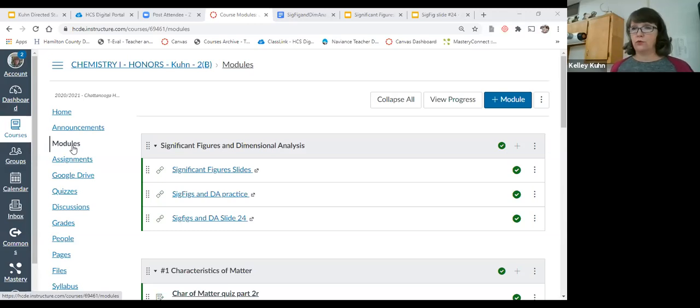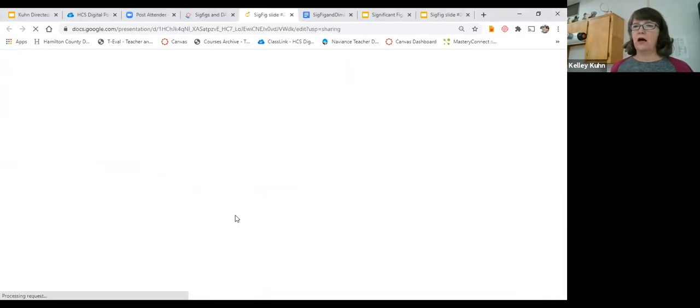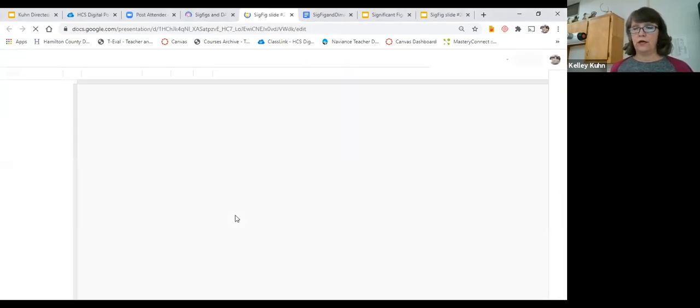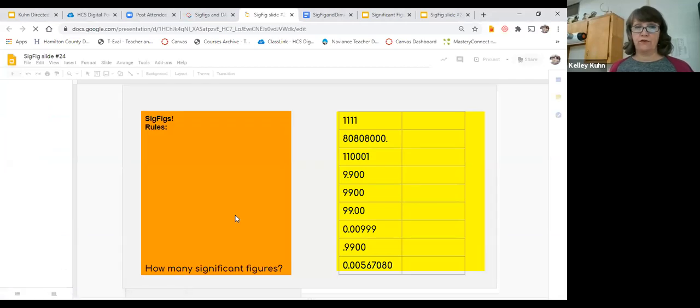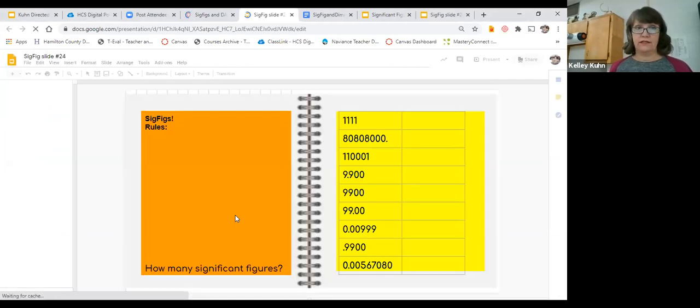First of all, before we get too far, you do need to go to modules, and then you see this right here, sig figs and dimensional analysis, slide 24. It's just one slide, but I would like you to open it and then copy it into your digital interactive notebook. You can see it's not very much, it's just one slide. It's kind of where we're starting today.